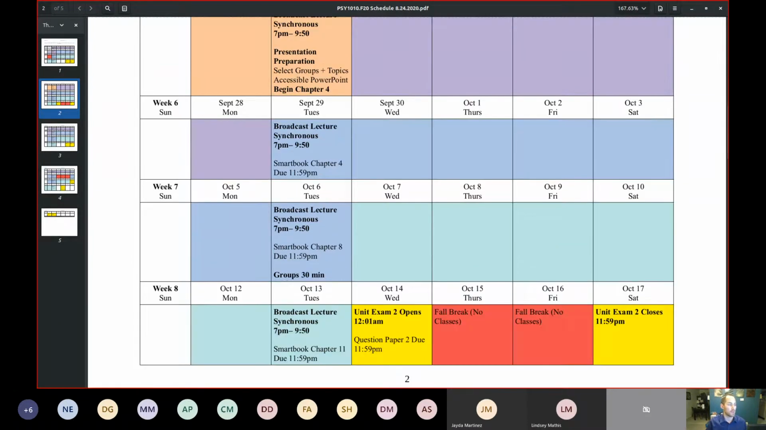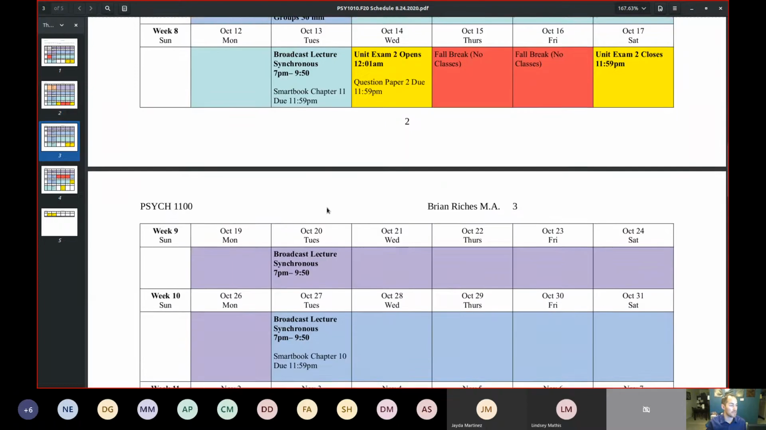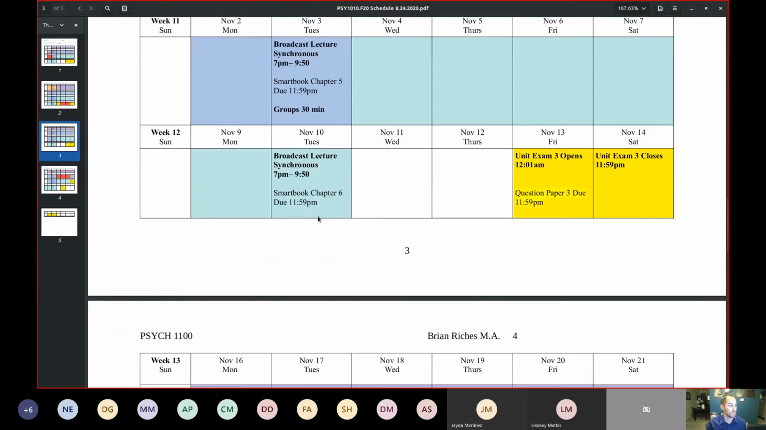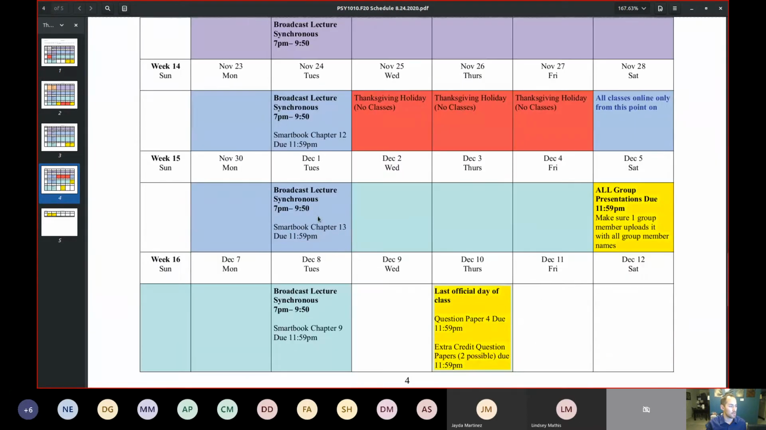If you look down here, groups for 30 minutes, essentially on that day, we'll end class 30 minutes early and allow you time to jump into group rooms here on Microsoft Teams. You can also use Google Hangouts or Skype or whatever else you choose. Basically, we'll leave time to work in groups on October 6th. We'll leave time to work in groups on November 3rd. And I think one more time.